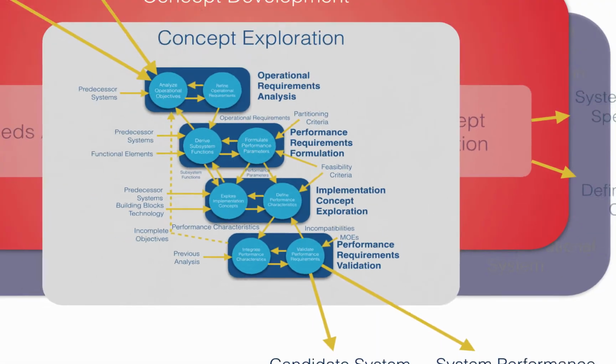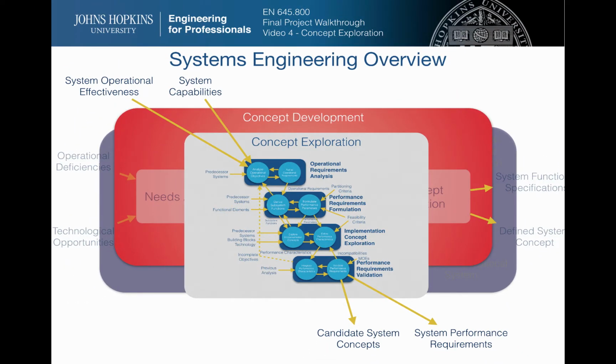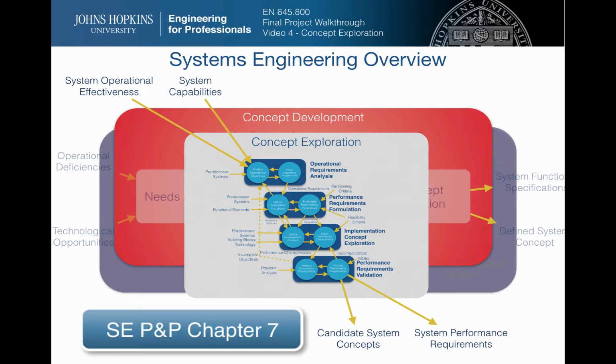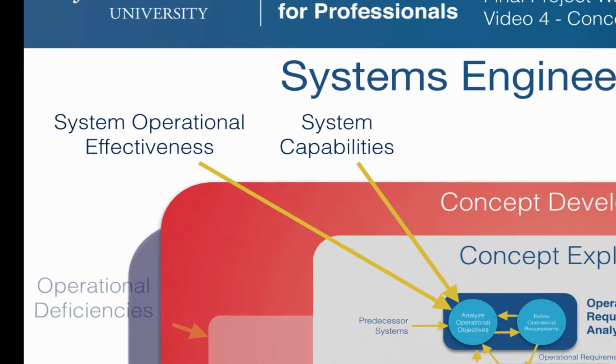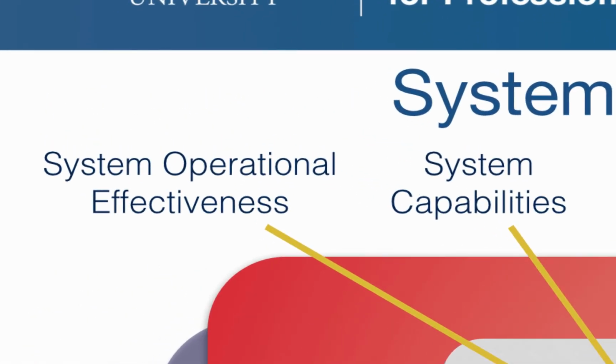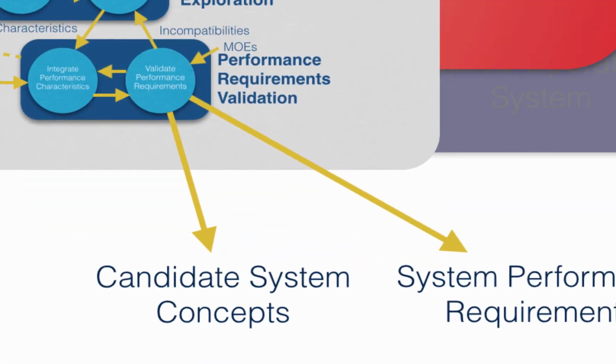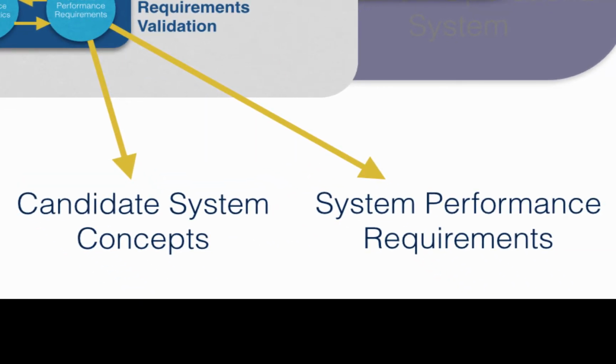The activities for each of these steps are outlined in detail in Chapter 7 of your Systems Engineering Principles and Practice textbook, and I'll be applying each of these to my project. You'll notice that the primary input to this phase are those operational requirements you developed during needs analysis, and the primary output is the performance requirements, otherwise known as your requirements analysis report for your project.